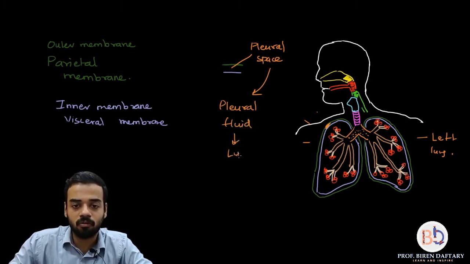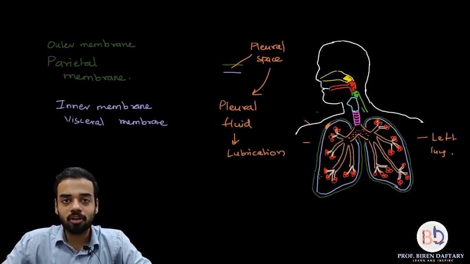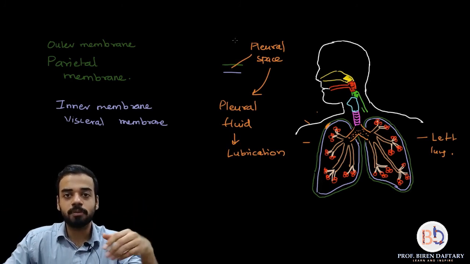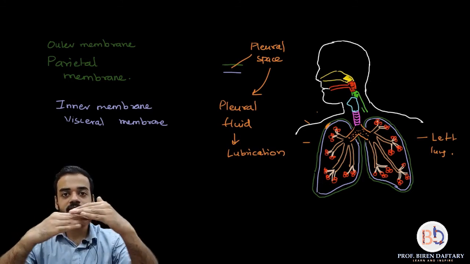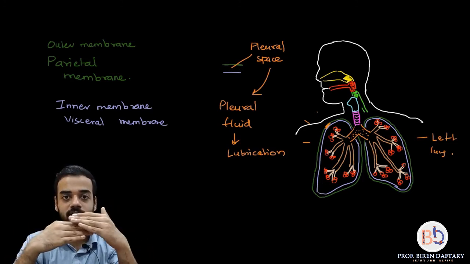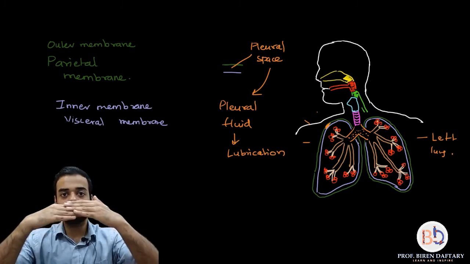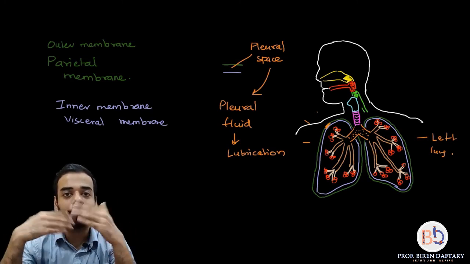Now why do you need to prevent friction? I have written down lubrication. When you breathe in, the lungs expand, and these two overlapping membranes go in opposite directions, so they begin to rub each other. If there were no pleural space, these membranes would constantly be rubbing each other, and because of the friction they would damage each other.